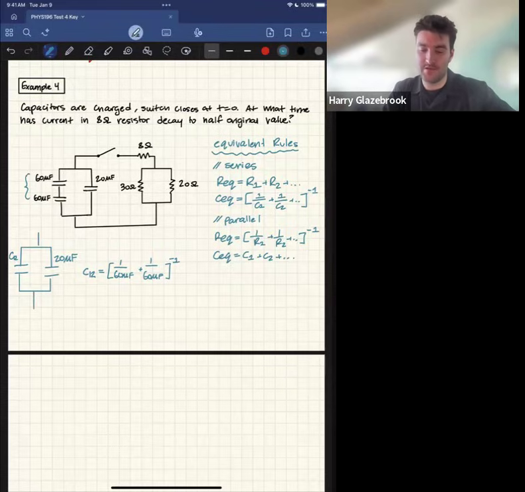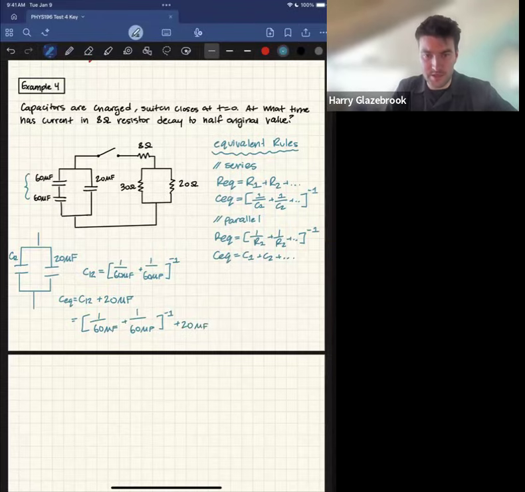Now, once I make that, I see my equivalent capacitor I just made is now in parallel with my 20 microfarad capacitor. And if I look at my parallel rules for adding capacitors, all I got to do is add them together. So if I want C equivalent, that's C12 plus 20 microfarads. Putting that together, that's this whole ugly thing plus 20 microfarads, which I think is 50 microfarads. Cool. So I made an equivalent capacitor.